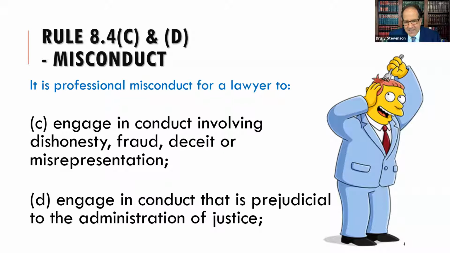And then D is engage in conduct that is prejudicial to the administration of justice. So for now, I want to pitch this in terms of what you might think of as obstruction of justice, except here we're talking about something that may not satisfy all the elements of that for a criminal conviction, but it's still clear that you are trying to thwart someone else's access to the legal system.